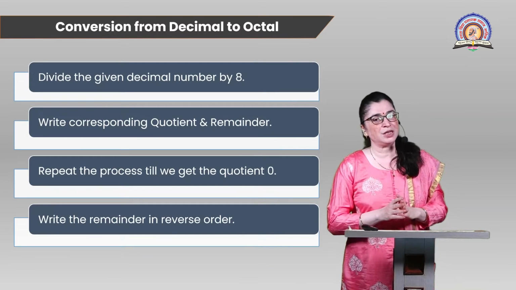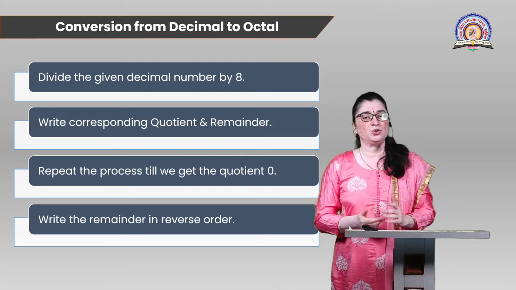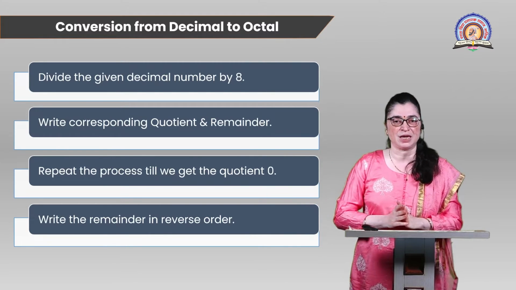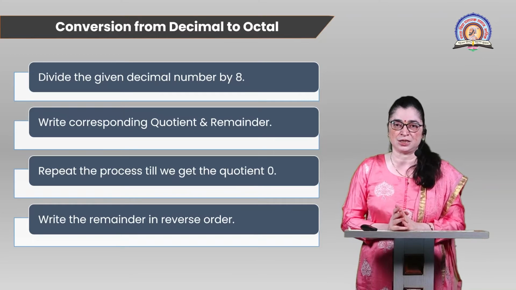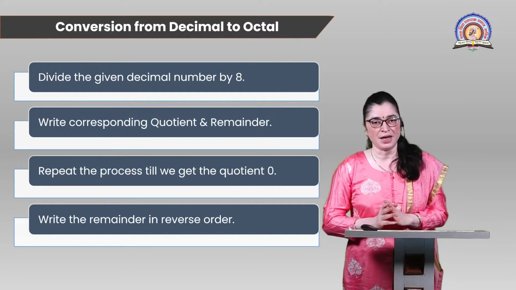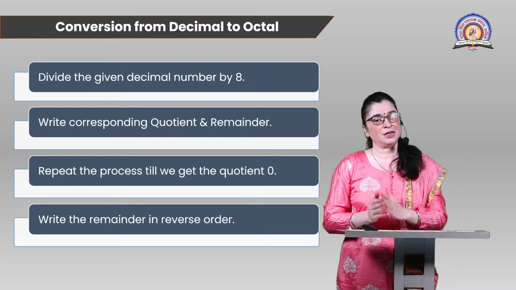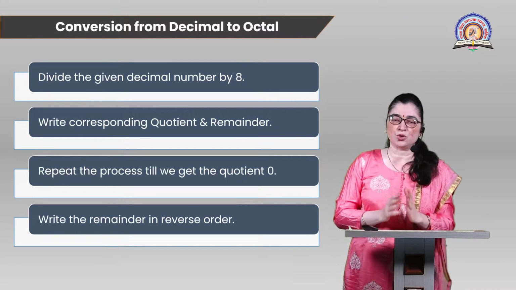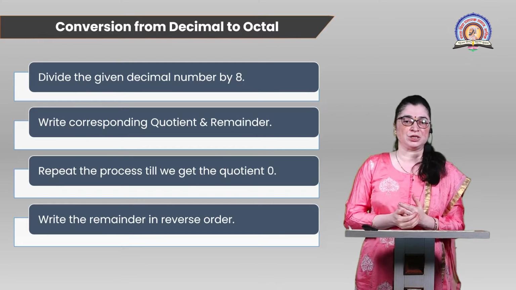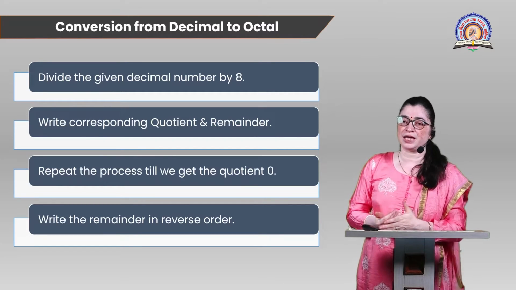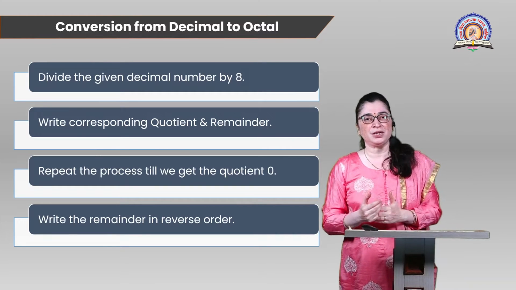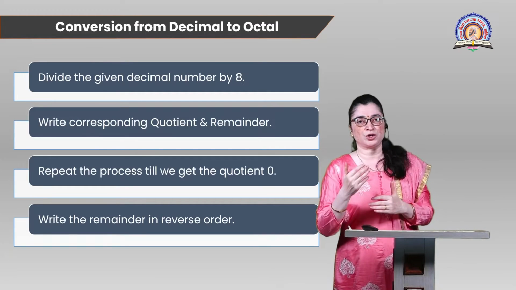Similarly, to convert the given decimal number into octal number, as we know, the base of octal number system is 8. There are a total of 8 digits in this number system. So we have to divide the given number by 8. Again, here you have to write down the corresponding quotient as well as remainder. And we have to repeat this procedure till we get the quotient as 0. And then write the remainders in a reverse order from bottom to top.